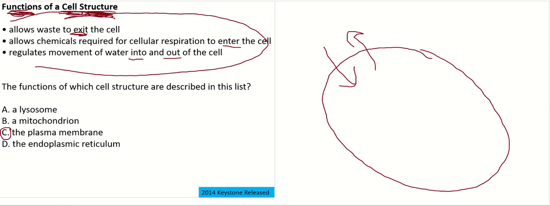All right, let's take a closer look at what some of these things are referring to. Waste can be a lot of things, but let's just say carbon dioxide is waste. It needs to leave the cell. Chemicals required for cell rest, well, oxygen and glucose. Let's take a look at how they enter the cell. And the water needs to go in or out depending on osmosis. So let's take a look at all that.